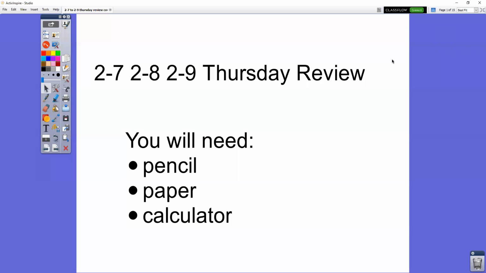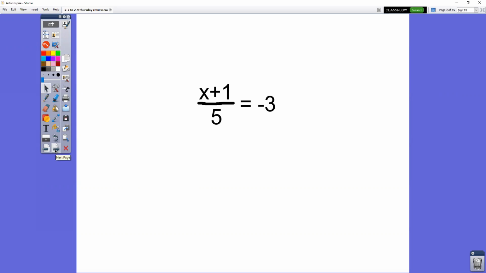So yesterday we talked mainly about 2.7 and 2.8. How this is going to work is I'm going to put a question up on the screen. I would like you to try it, and then we will go over it. Go ahead and try this question, please. (x + 1)/5 = -3.